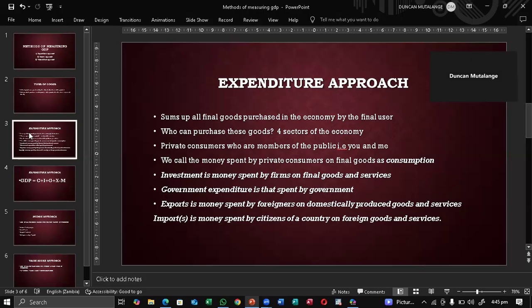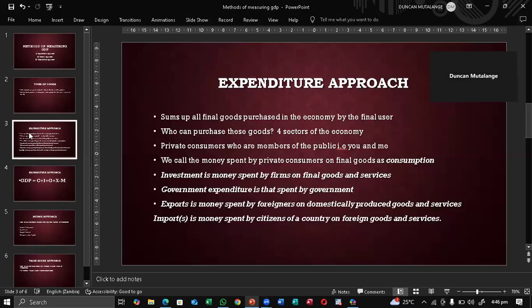Obviously we'll do a mathematical example so that you can get to see this. But all in all, I just want you to know that the expenditure approach sums up all the final goods that have been purchased in the economy. Then who can purchase these goods, you might ask. The economy is divided into four sectors. We have the private consumers, who is you and me. We also have the business sector, the government sector, and the foreign sector, which has to do with exports and imports.